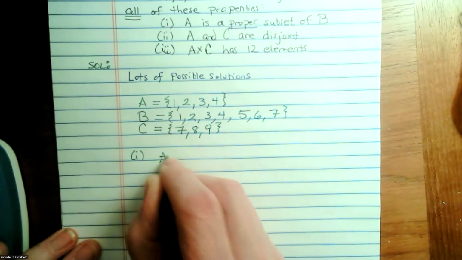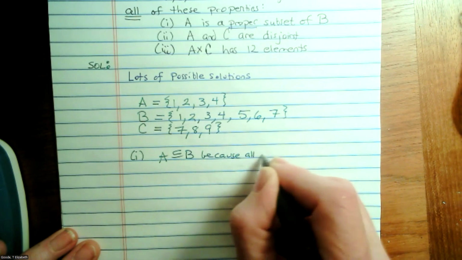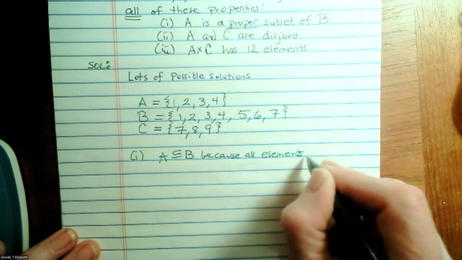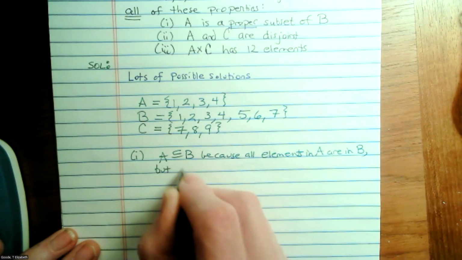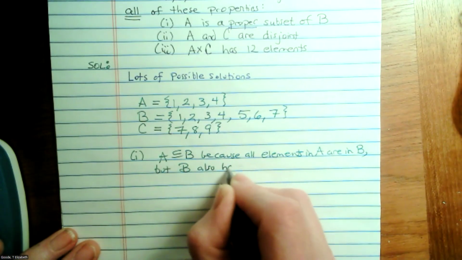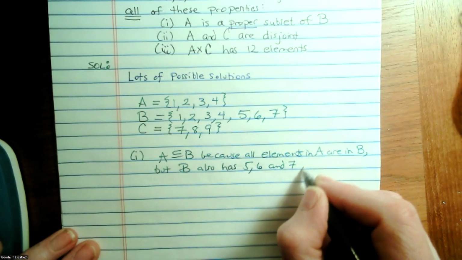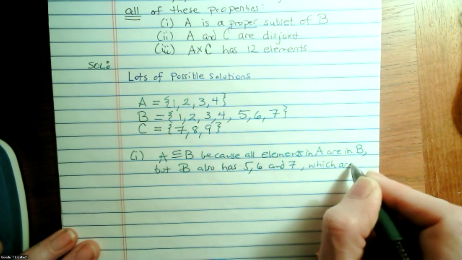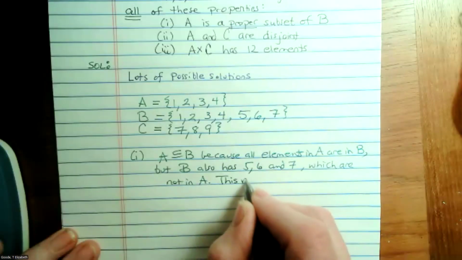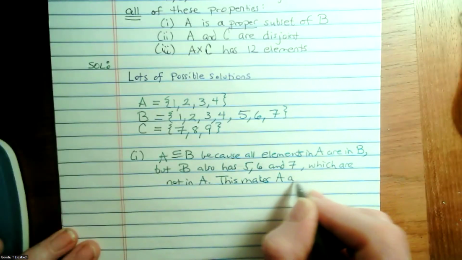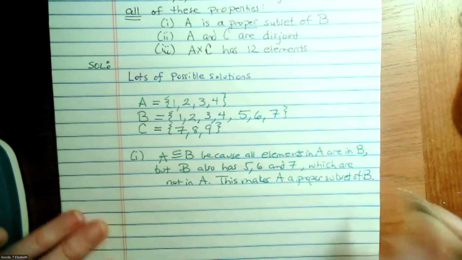One, A is a subset of B because all elements in A are in B, but B also has 5, 6, and 7, which are not in A. This makes A a proper subset of B. And in fact, there's a notation that goes with that.